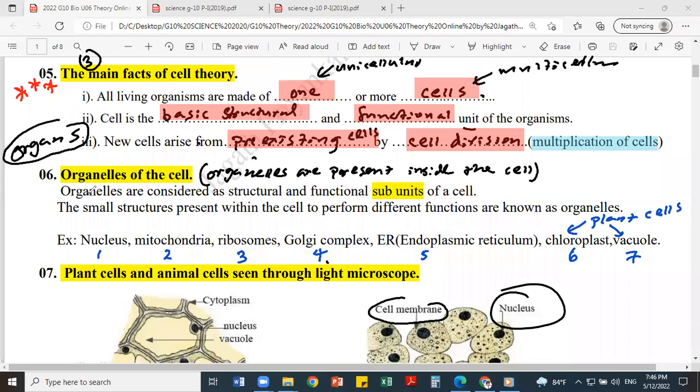So what is going on here? Organelles are considered the structural and functional subunits of the cell. The small structures present within the cell to perform different functions are known as organelles. That means they have different, not the same, functions. The function of the nucleus is different from mitochondria. Mitochondria is going to do that task until the death of the cell. It is not going to change that task. For example, your heart pumps blood until your death, so it is not going to change the task in the middle.